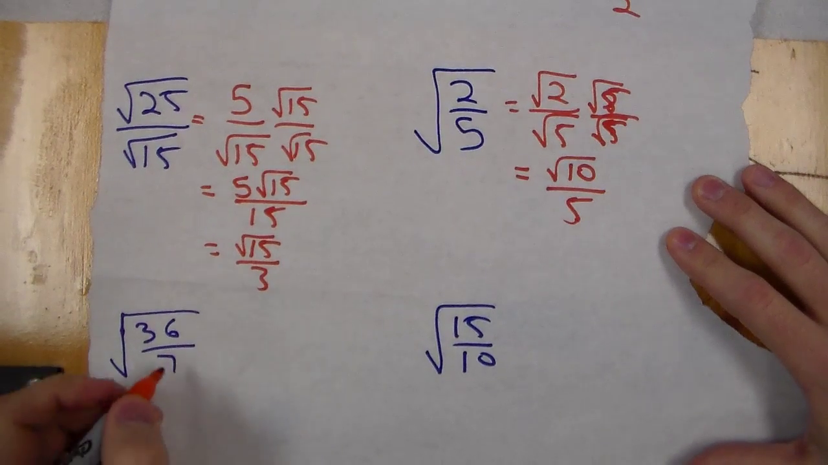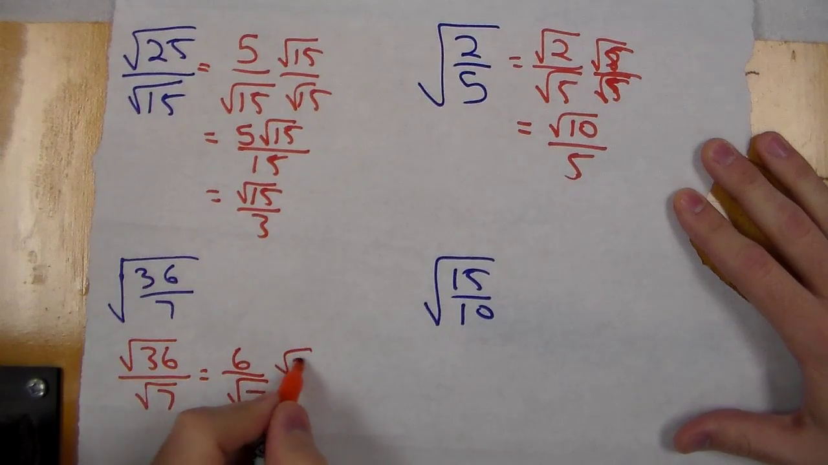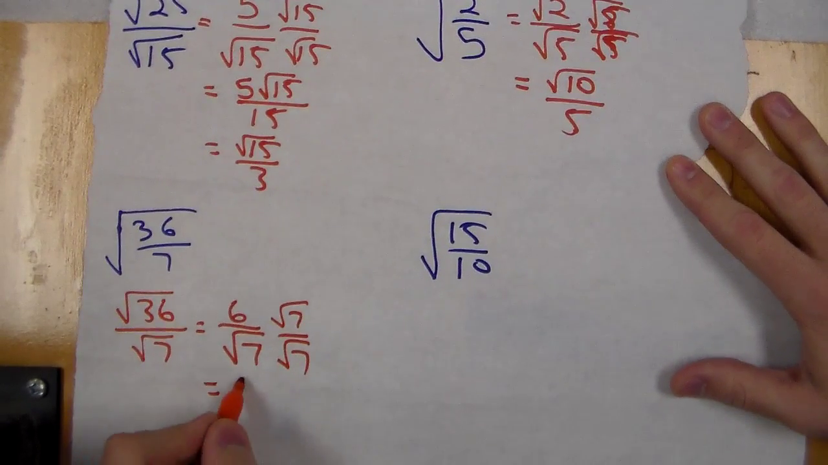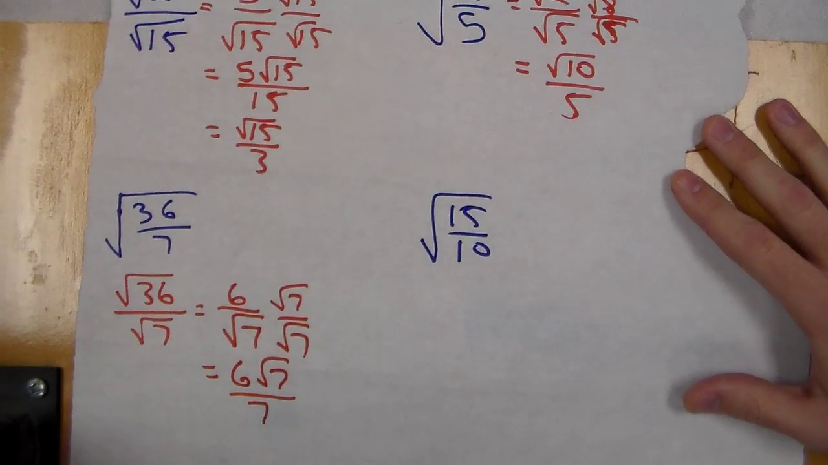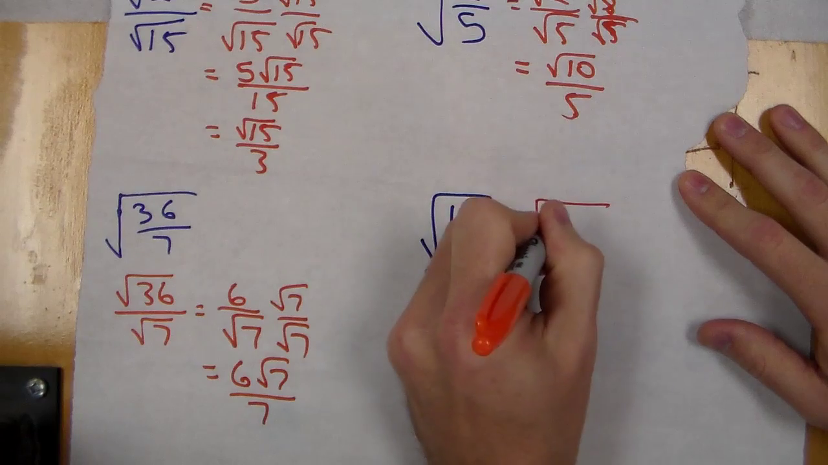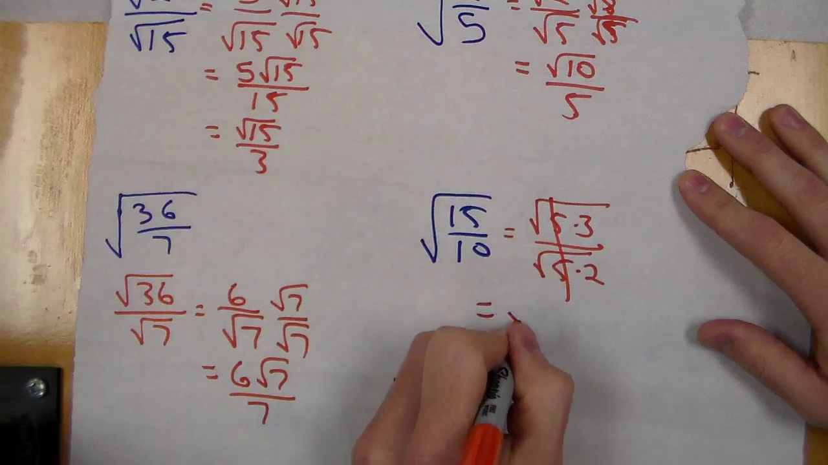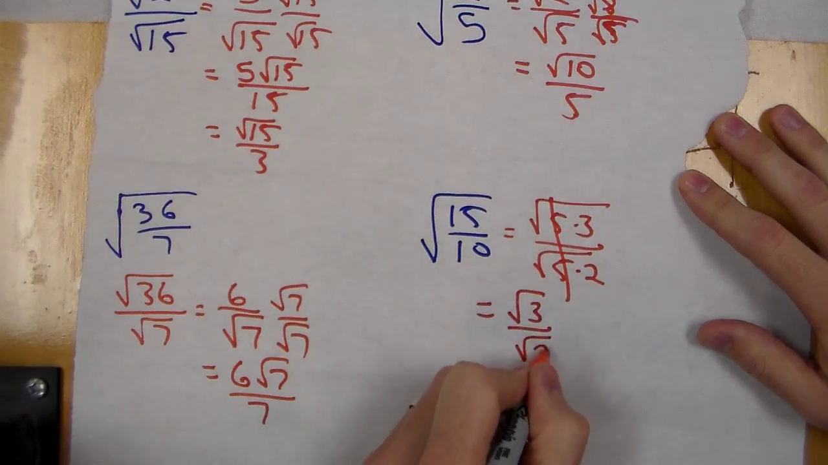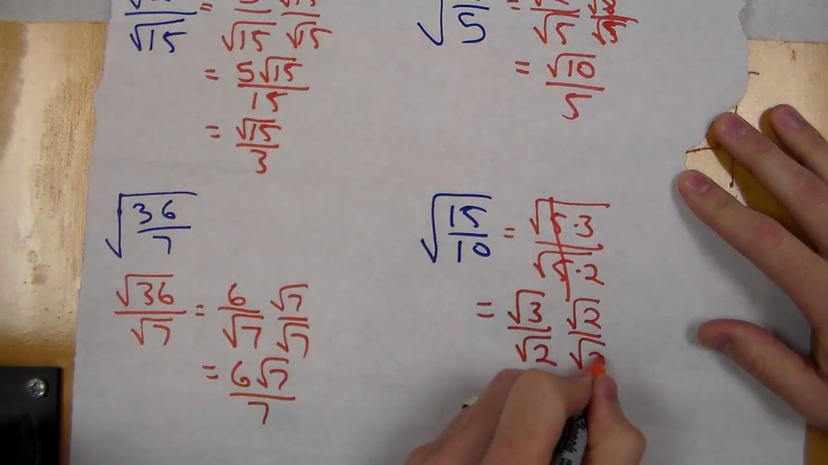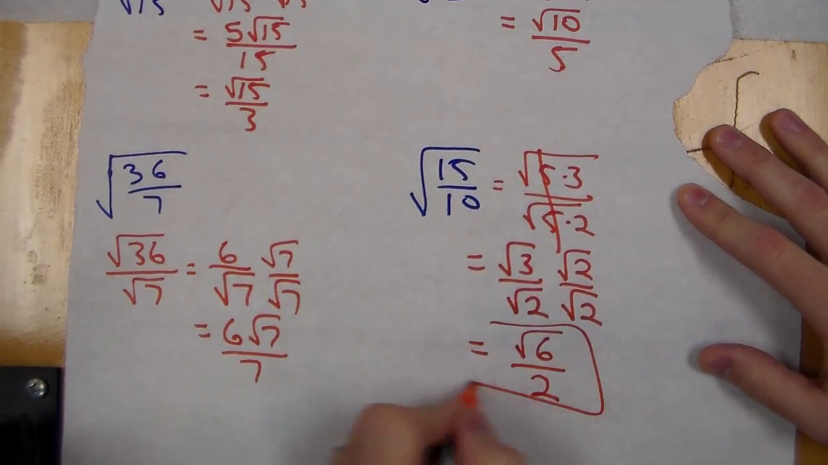Square root of 36 over 7 is going to be the square root of 36 over the square root of 7. 36 comes out to be 6. So here, I'm then going to multiply the top and the bottom by root 7. And our answer comes out to be 6 root 7 over 7. For our last one here, square root of 15 over 10, this is 5 times 3 over square root of 5 times 2. So we then have the square root of 3 over the square root of 2, multiply the top and the bottom by root 2, and I then get the square root of 6 over 2 as my answer.